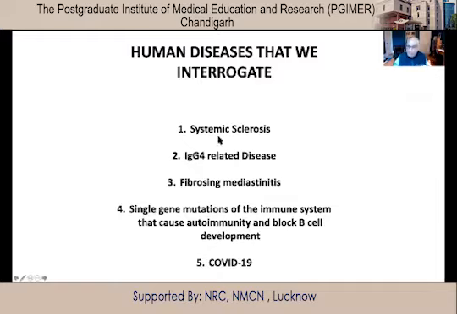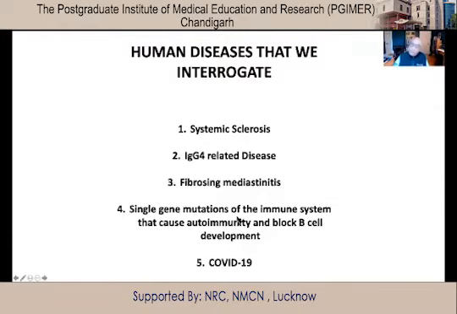So we study systemic sclerosis, we study IgG4-related disease, we study fibrosing mediastinitis. This disease is actually caused by Histoplasma capsulatum. And it gives us some clues because we know there's a microbial cause to fibrosis. These are all fibrotic diseases.